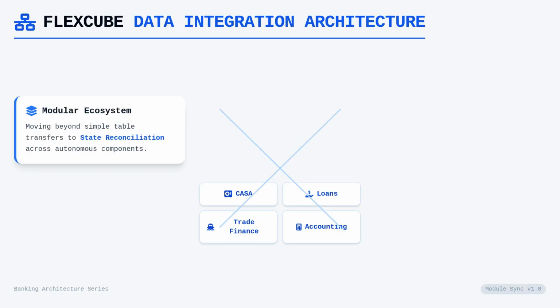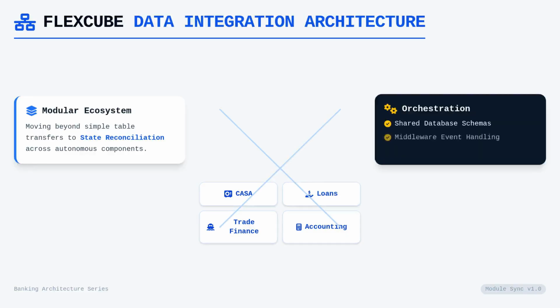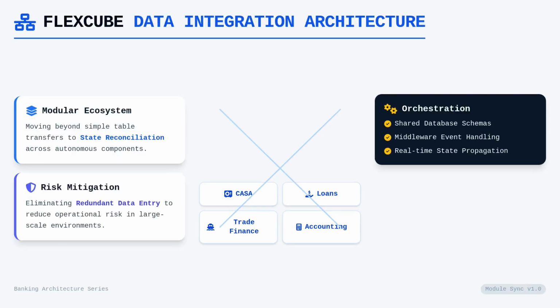At the heart of this cross-module flow lies the necessity for a shared definition of entities like customers, limit structures, and accounting entries. If a customer updates their address or risk profile in the CASA module, that change must propagate effectively to the loans module to ensure that the credit appraisal process reflects current status. This synchronization is usually orchestrated through a combination of shared database schemas and middleware event handling that captures state changes in real time. By utilizing these mechanisms, we avoid the pitfalls of redundant data entry, which is the primary driver of operational risk in large-scale banking environments.